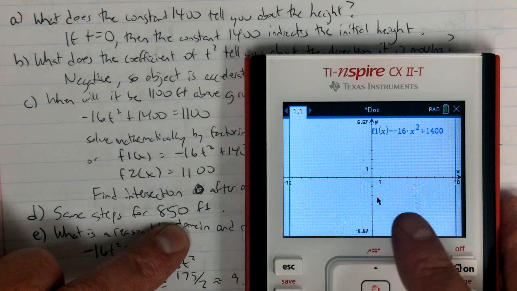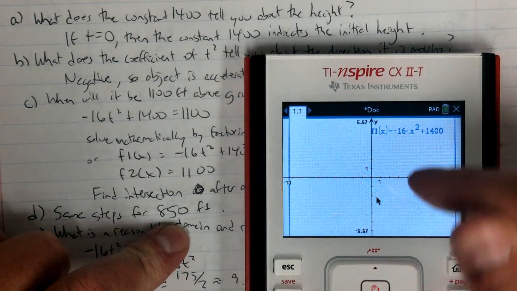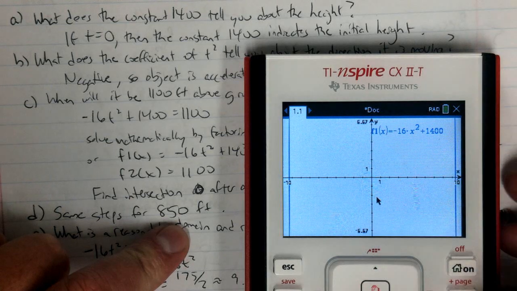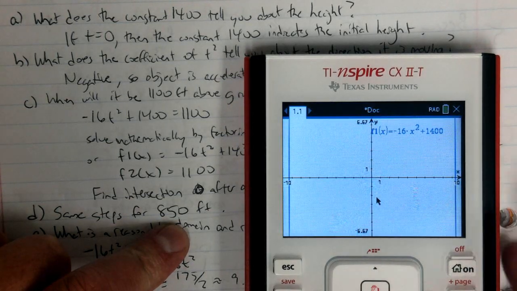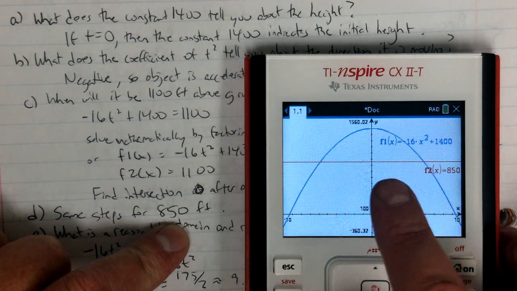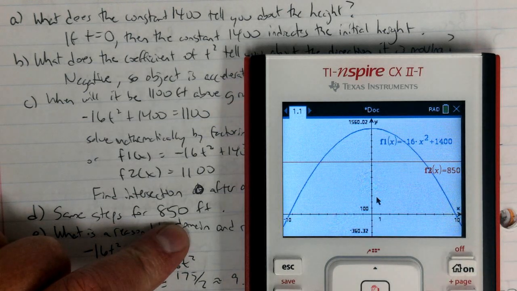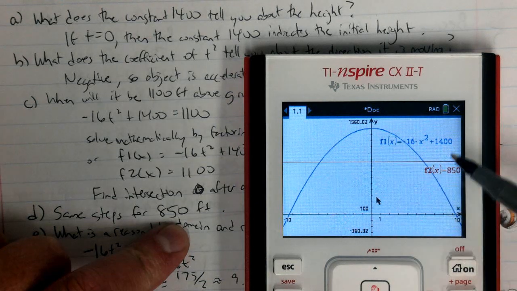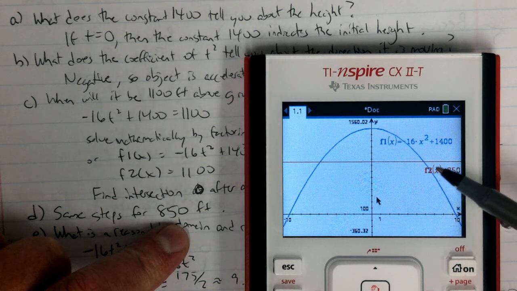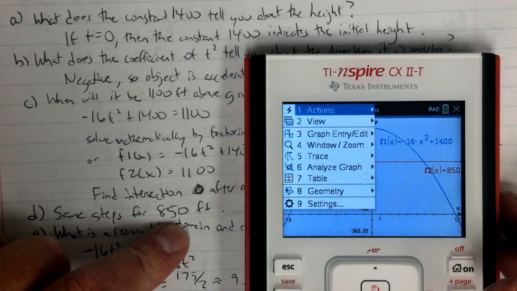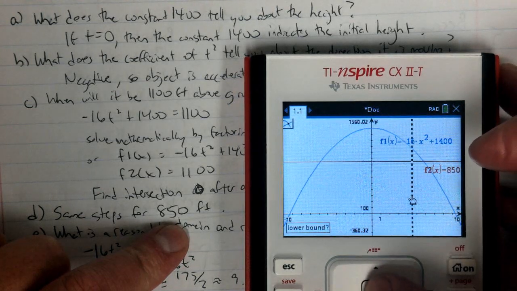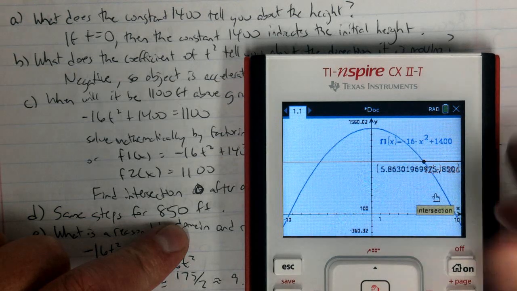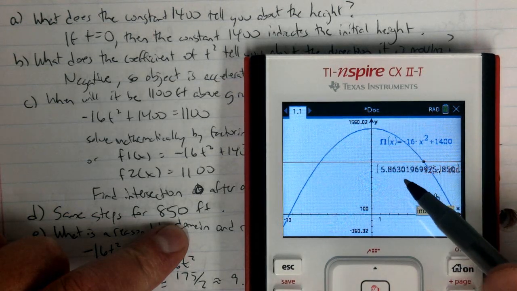And it right here doesn't look like it's going to cross because you just have your window like this. But if you do zoom fit, menu 4A, you can see that it's going to cross. And you have a negative answer and a positive answer, and you just want the positive. So analyze graph, intersection. The lower is the left, the upper is the right, and so I get 5.86.